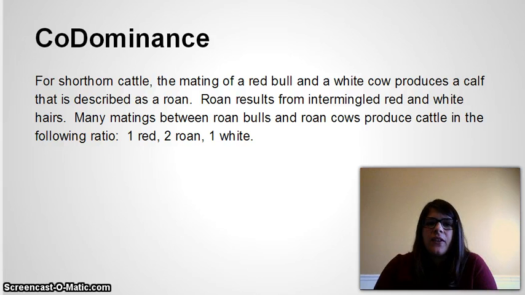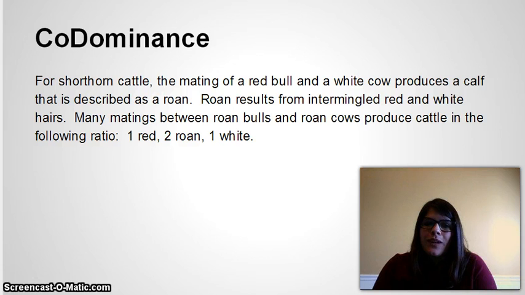Okay, our first problem in codominance. For shorthorn cattle, the mating of a red bull and a white cow produces a calf that is described as roan. Roan is a type of cow that is red and white spotted. You've probably seen it and didn't even know. Now, roan results from intermingled red and white hairs. Many matings between roan bulls and roan cows produce the cattle in the following ratio: 1 red, 2 roan, and 1 white.